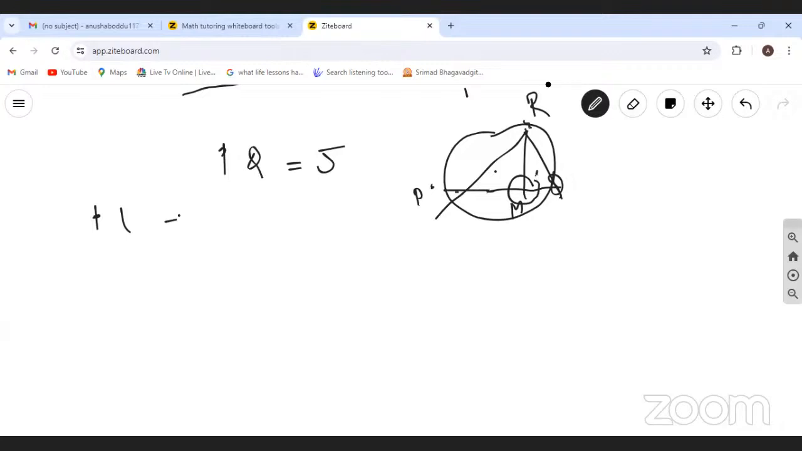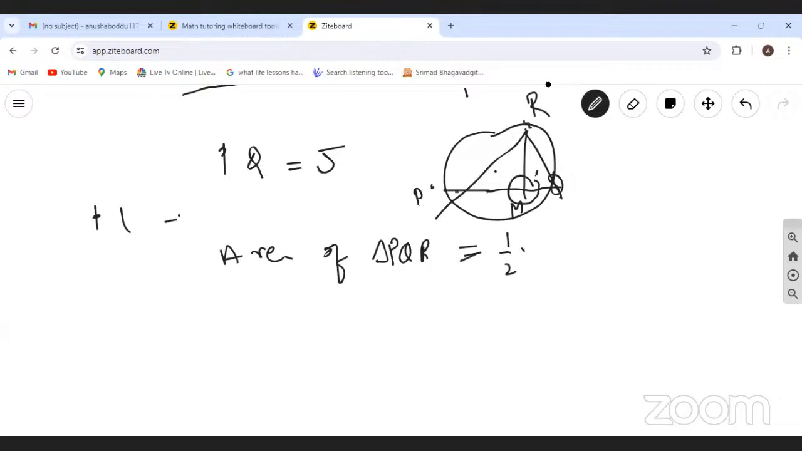Now you need to find the area of the triangle. They already mentioned RQP is 7 units, right? So what is the area of the triangle formula here? Half. Area of triangle, generally the formula is half into base into height, right? So let us take the height as RM, and base is obviously PQ.